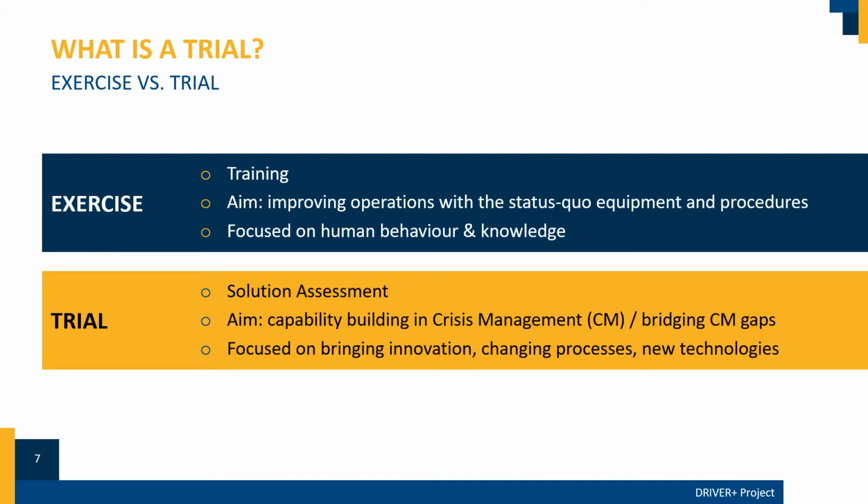A trial, on the other hand, is a solution assessment. It aims at capability building in crisis management and at bridging crisis management gaps. While an exercise aims on improving effectiveness and efficiency of old procedures, a trial wants to improve by introducing something new. It is focused on bringing innovation, changing processes, and checking new technologies.